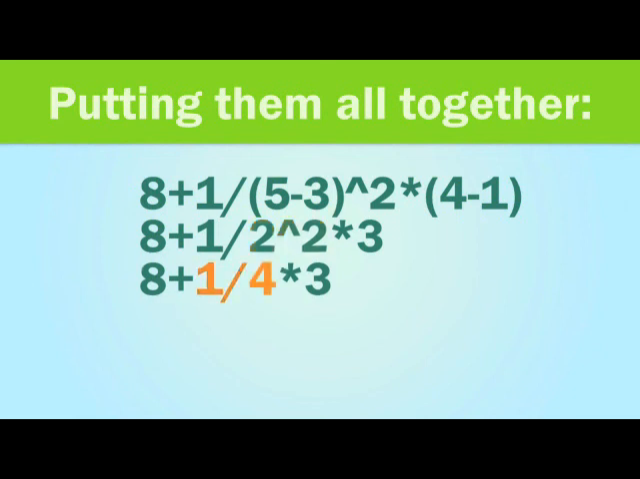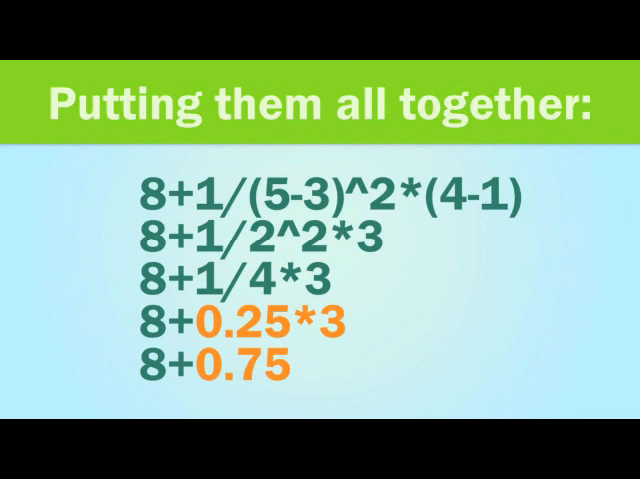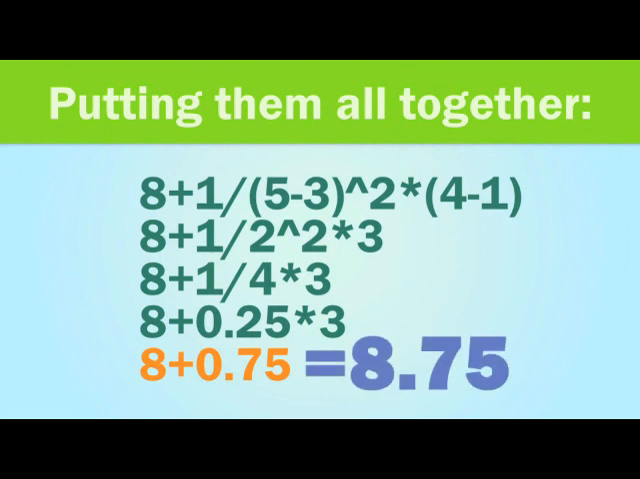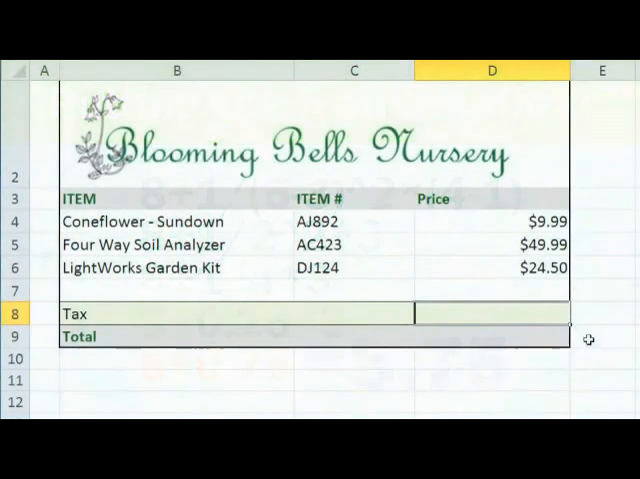Next, we'll do the multiplication and division going from left to right. And now all that's left is addition, and that gives us our answer, which is 8.75. And that's the same answer that Excel would give you if you entered in that formula. It's important to keep these rules in mind when you're creating a formula.